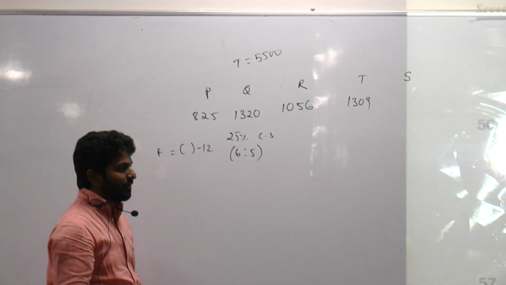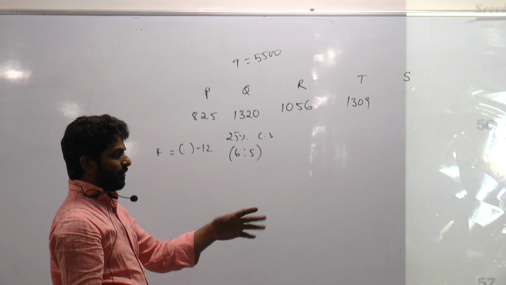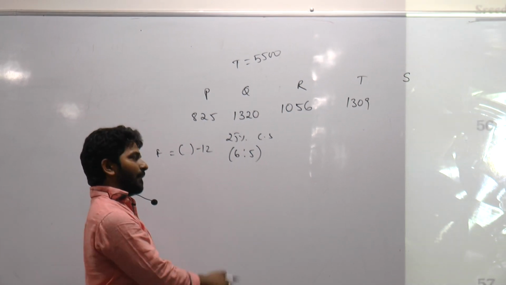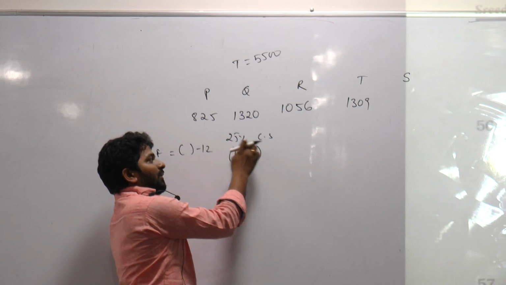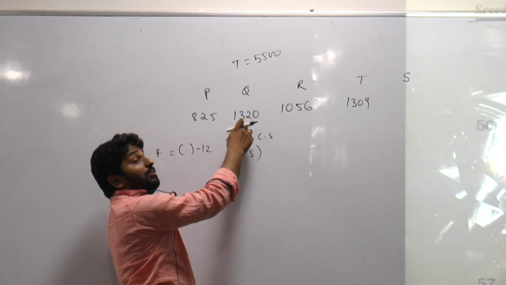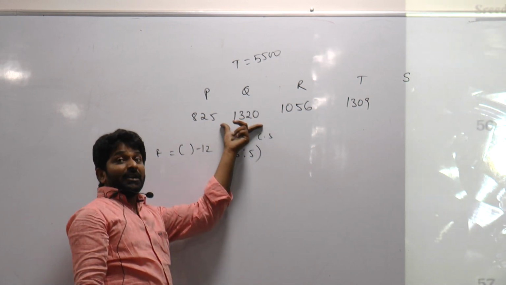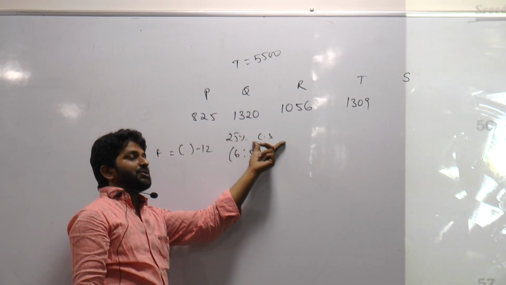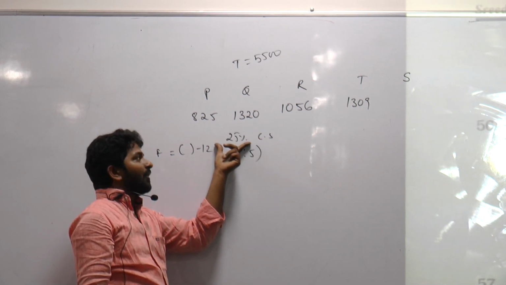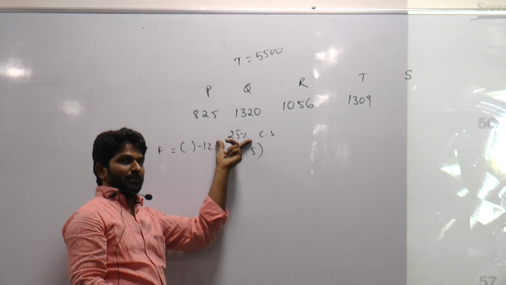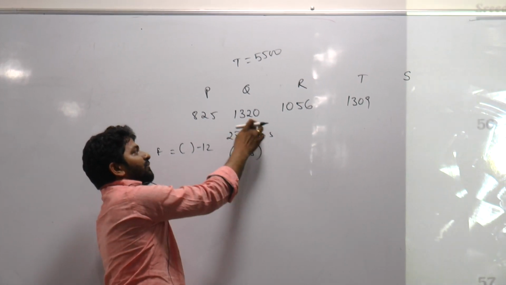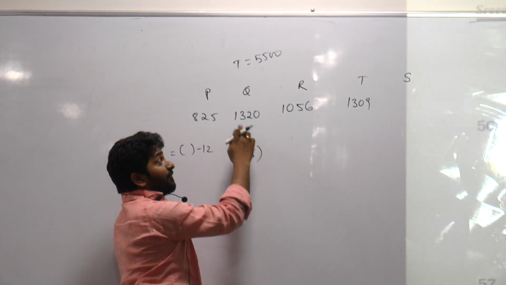Should be a multiple of 5. 12, 12, 12. No. Yes. 3 options. So from college Q, out of 1320, computer science students are 25%. 25% in the sense 1/4. What is 1/4 of this number?